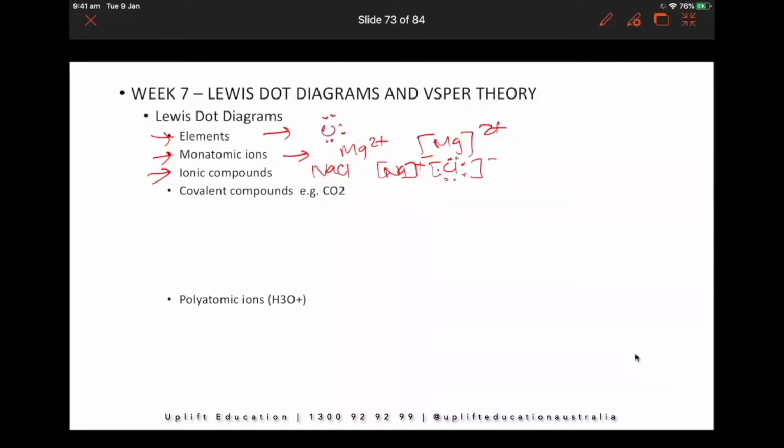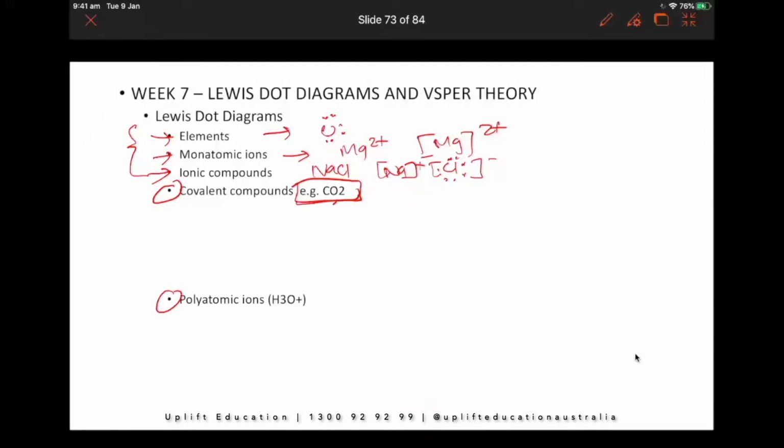Now, these 3 aren't as important. The main ones I really want to focus on are covalent compounds and polyatomic ions, because when we're talking about shape and geometry of molecules, we're mainly looking at the shape and geometry of covalent compounds or polyatomic ions. So there's a whole method to actually construct a Lewis dot diagram for covalent compounds. But what I'm going to do is I'm going to just do it in terms of an example.